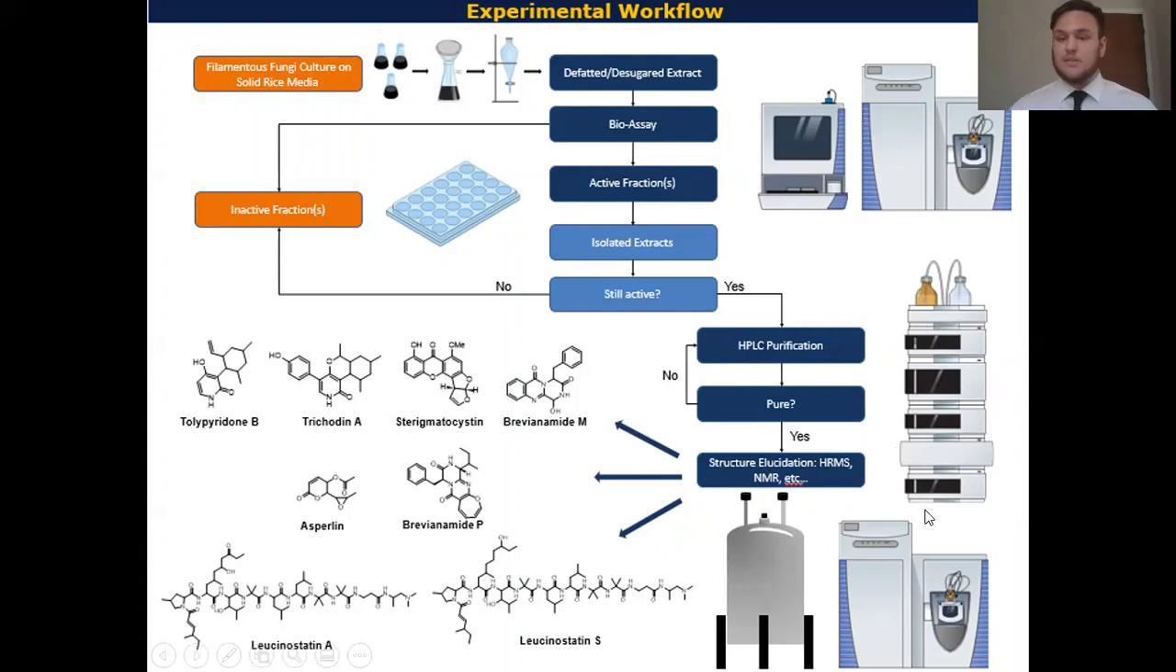And then once the compounds are pure, we will take steps to solve them using high-res mass spectrometry to get the molecular formula for the compounds, and then nuclear magnetic resonance spectroscopy to determine the connectivity of the atoms within those compounds. And that is how we were able to determine the chemical structure of the compounds produced by that one fungus. And that particular fungus produced 8 natural products, as shown here.